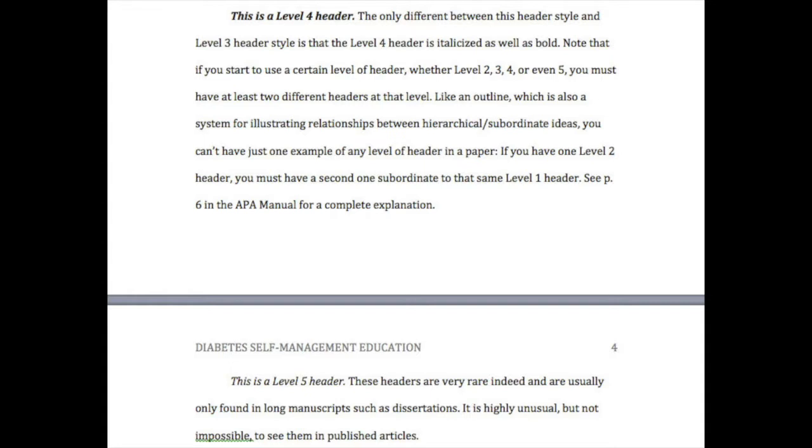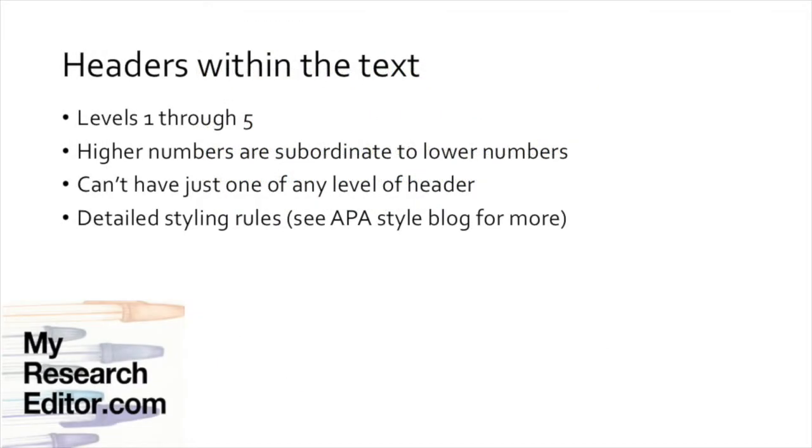As with any sort of subordinate indication, whether it's in an outline or here when we have different levels of headers, you need to make sure that if you're using a certain level of header, you always have more than one of that level in your text. You would never just have one level 1 or one level 2 header in a paper. You'd always need at least 2 of each different level of header.